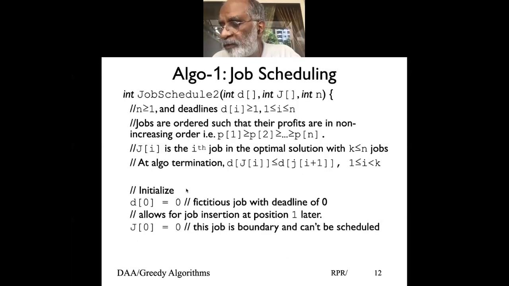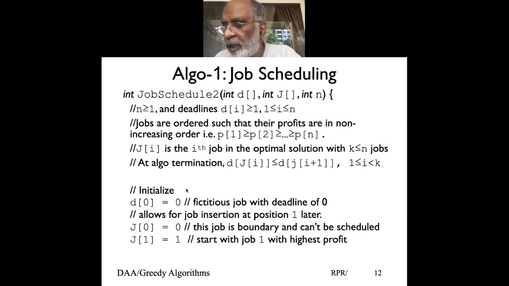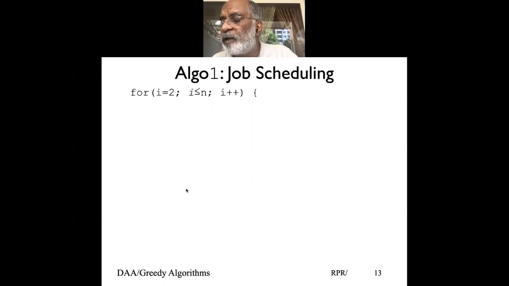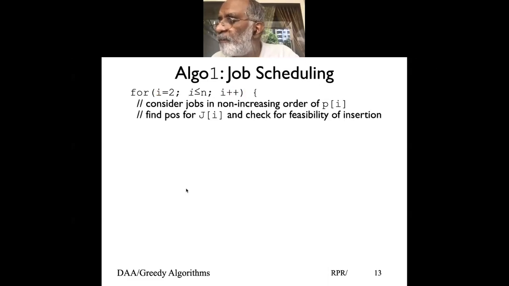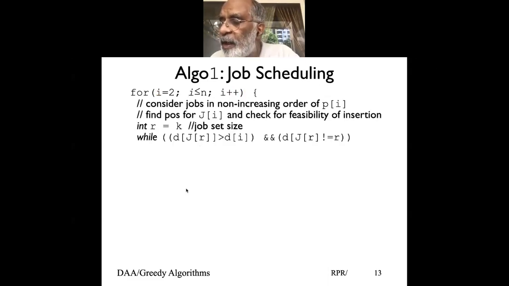And we allow for job insertion. So J0 is really only a sentinel, just for boundary conditions. So I start my first job as 1, schedule it, and then I know my current job set size is 1. So K is my job set size. I start looking at 2 to n, all the remaining n minus 1 jobs. And I check the jobs. Is it possible for the job to shift?